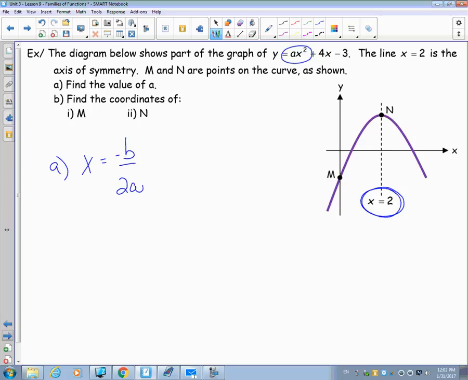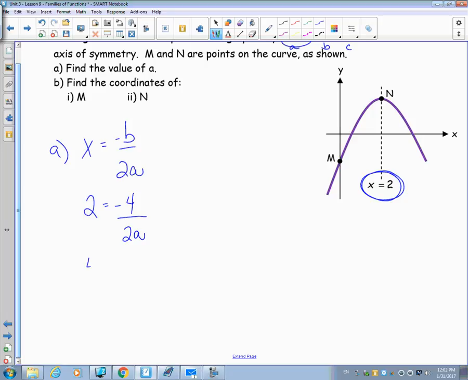I know what the axis of symmetry is, 2. I know what my b value is, because in the equation I can see a, b, and c, right? So b is 4. So negative b is negative 4 over 2 times a. If I have one variable, I can solve for it. In this case, I can solve for it by cross-multiplying. So 2 times 2a is 4a, so 4a is negative 4, a is negative 1. And now I have myself an equation.